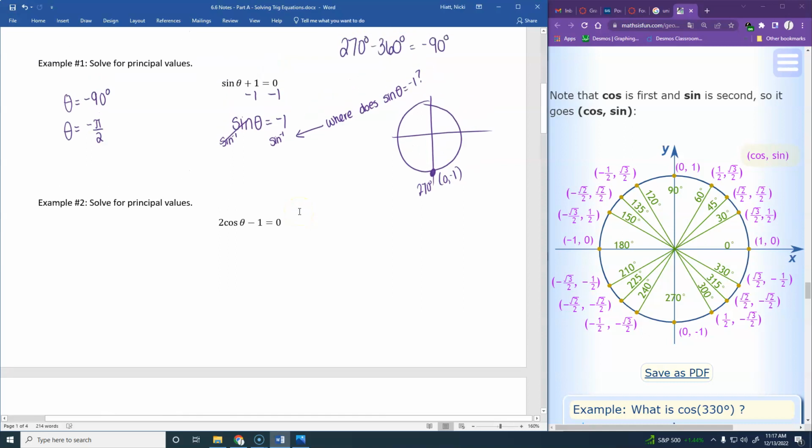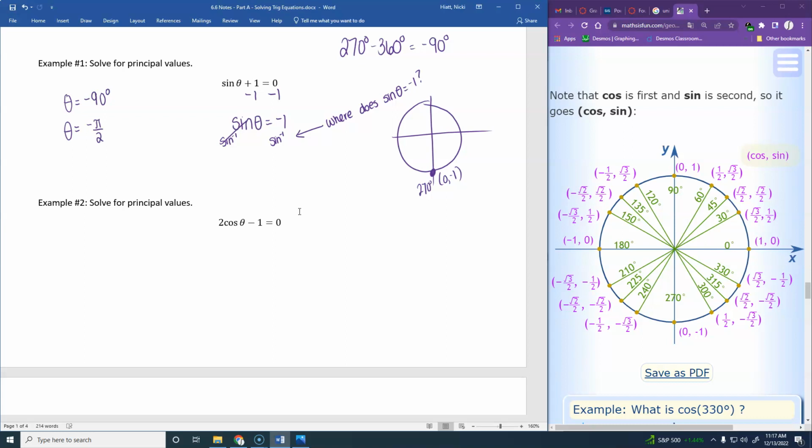Okay, questions on number 1? Also, I should note right here, these problems look a little like trig identities, but if it says solve, you can move things from one side to the other. I should have mentioned that on this first problem, but you saw that I moved this.